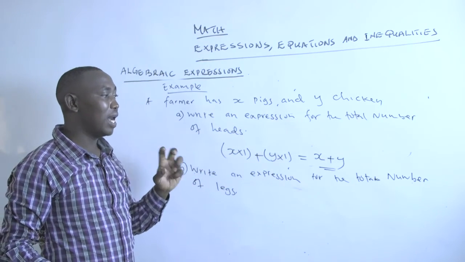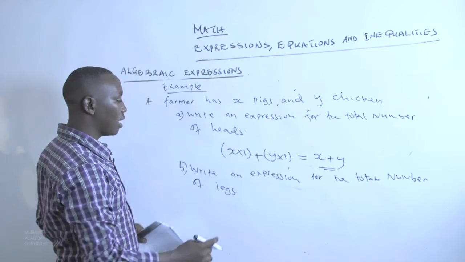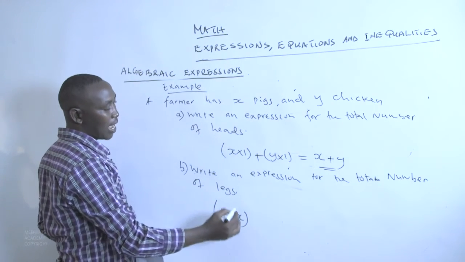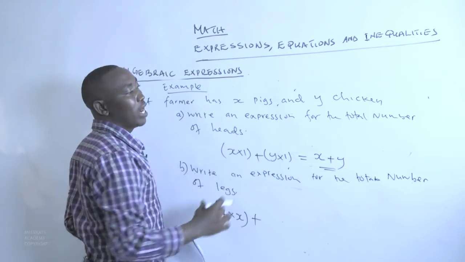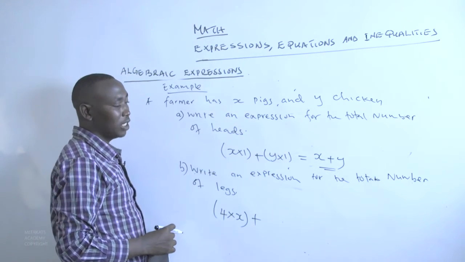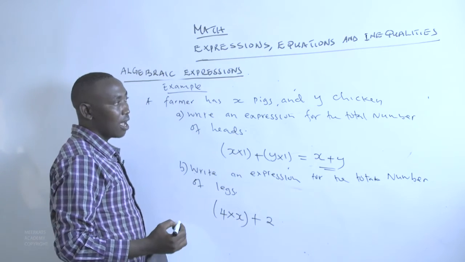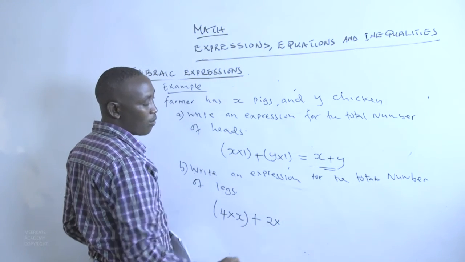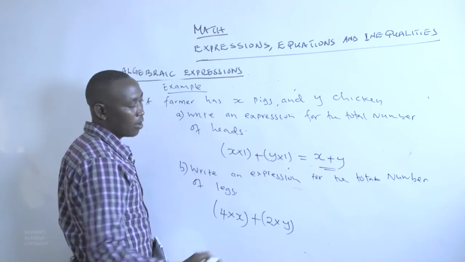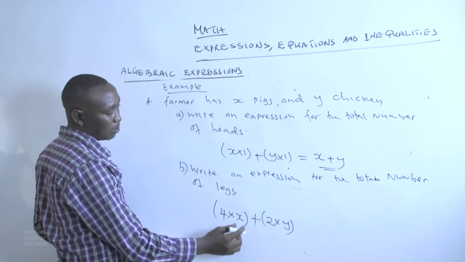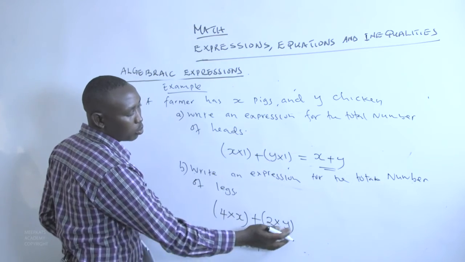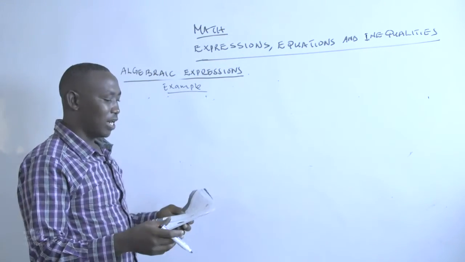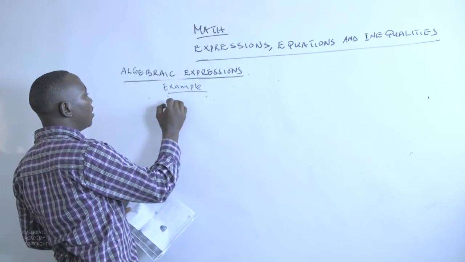If you want to get the total number of legs in that particular farm, we'll take the number of legs for pigs, which is 4 multiplied by the number of pigs, which is x. We add to the total number of legs of the chickens, and we are saying that each chicken has got 2 legs. So when we have y chickens, we shall multiply that by y. When you simplify this, 4 times x, you get 4x. 2 multiplied by y, you get 2y.